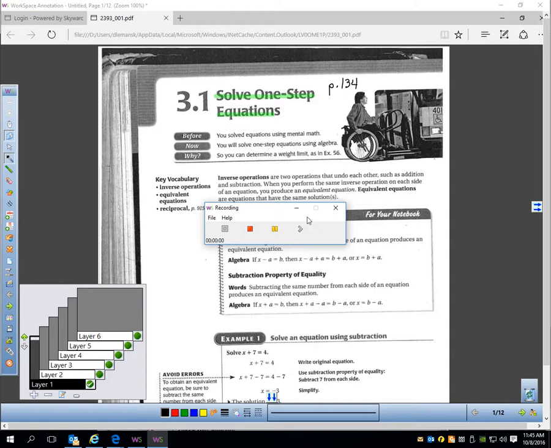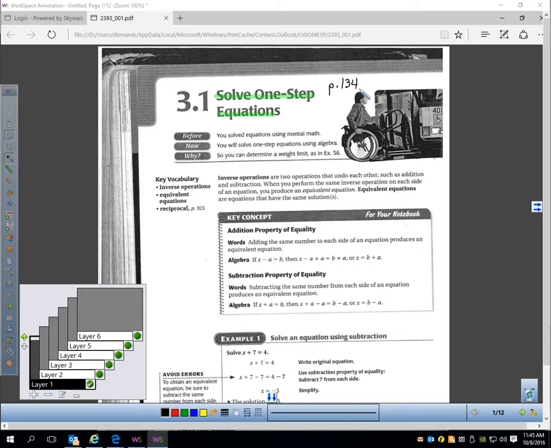This is lesson 3.1, solving one-step equations. You should be on page 134. Let's talk about an inverse operation first.